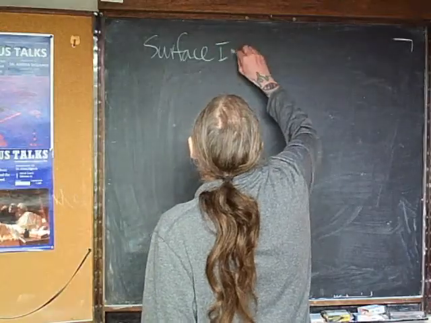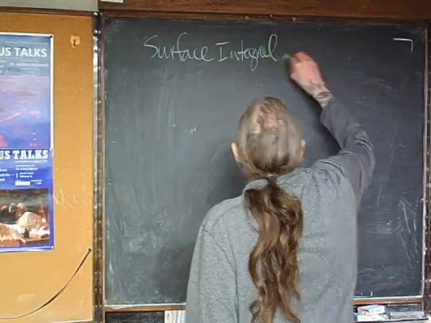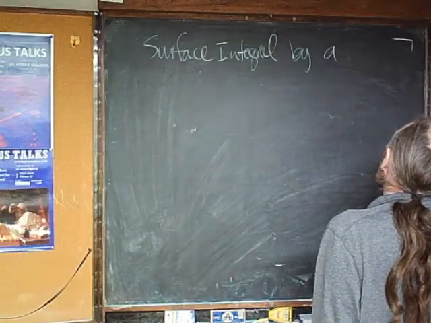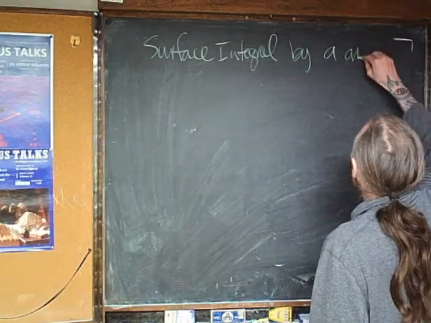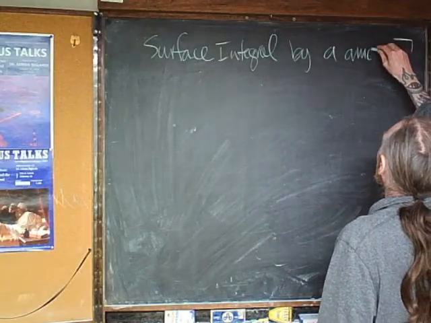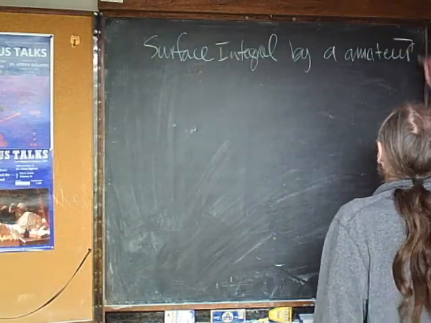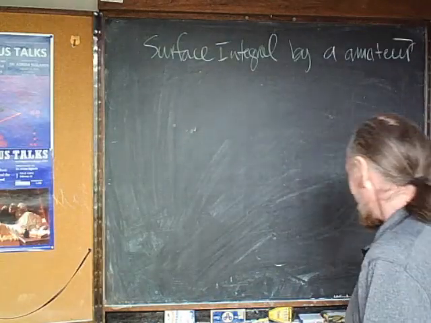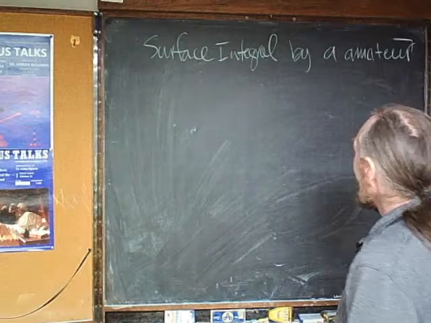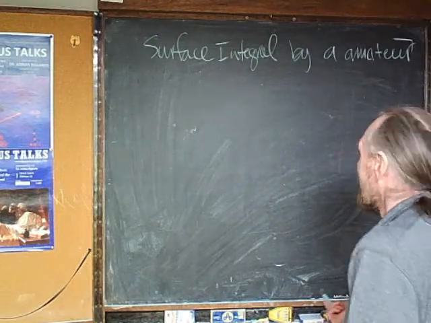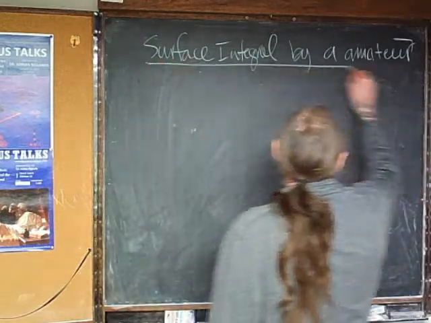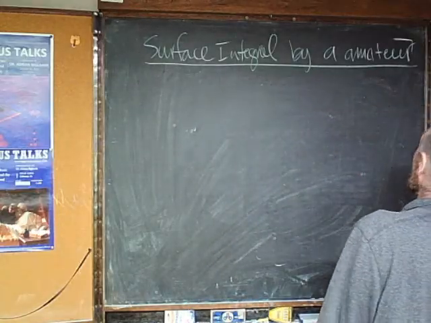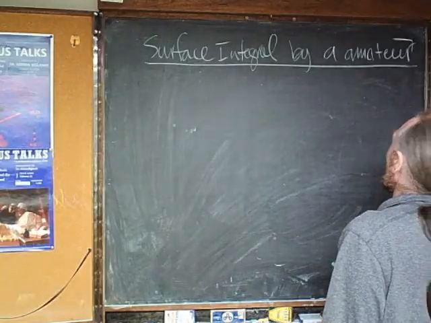Surface integrals by a Wizard? I was going to say amateur. I don't know how to spell that. Is that right? Oh, there's a new movie out with Rami. What's the guy that did Queen? Rami Malek. Yeah. It's called The Amateur, where his wife dies. He works as a cryptographer for the CIA, and then he goes on a revenge mission. Nice. He digs all kinds of graves.